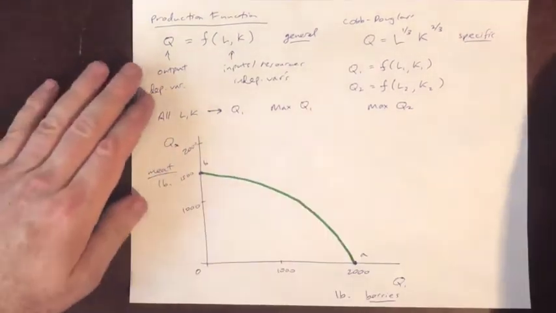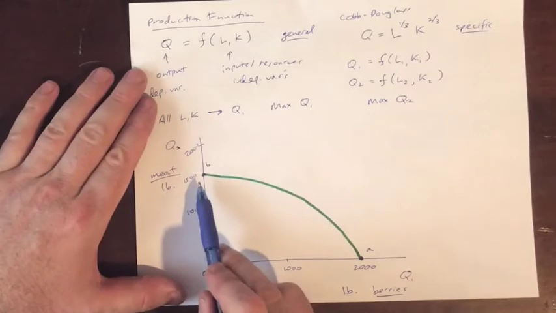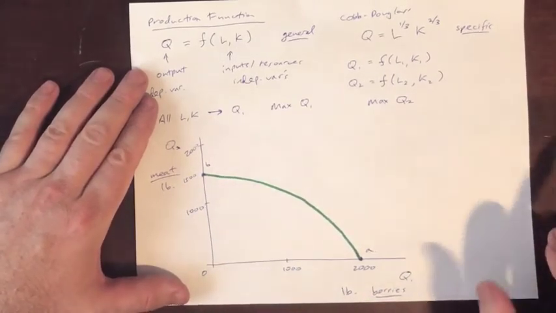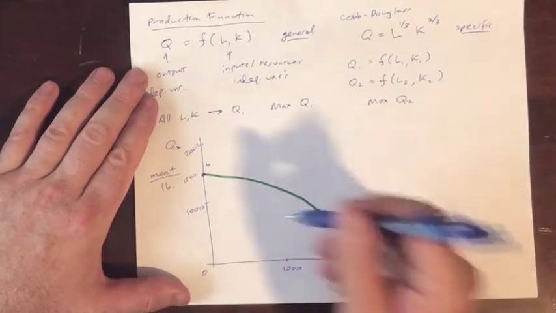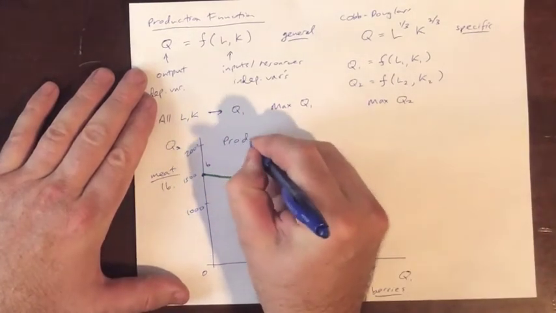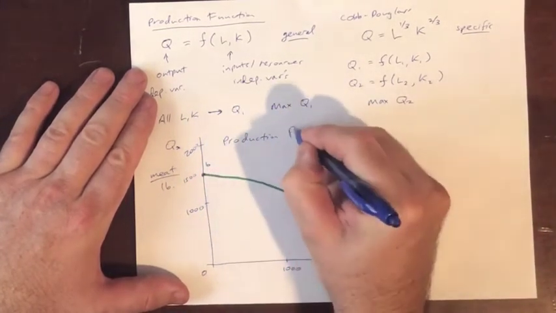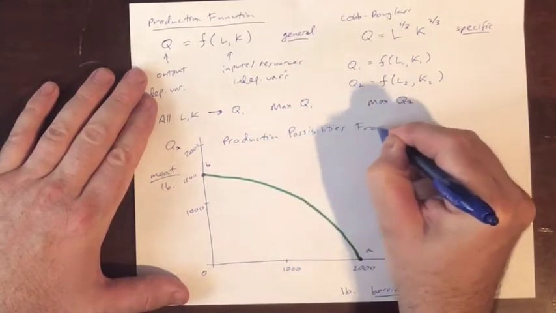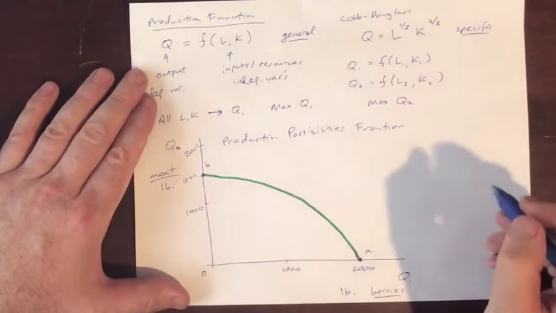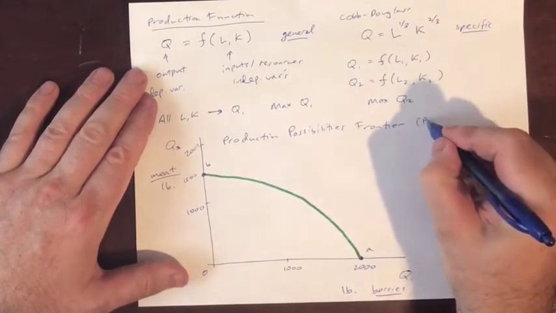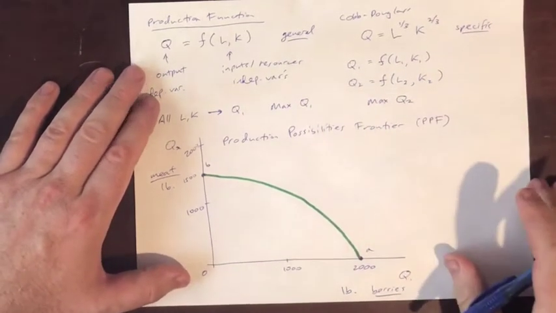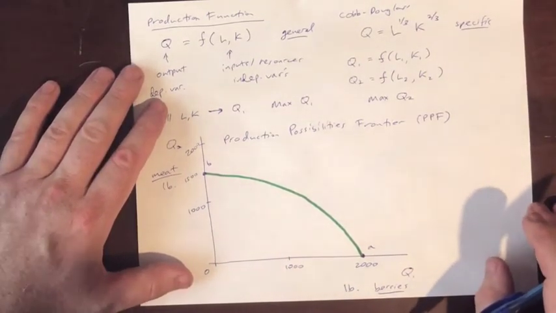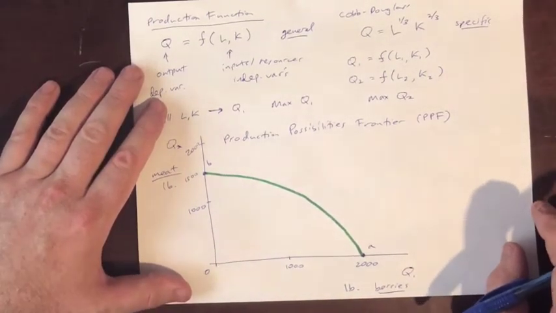What this represents is all of the possible different combinations that we can produce in the society. And this curve has a name. It's called the production possibilities frontier. Because that's pretty long, we give it a little acronym, call it the PPF. The production possibilities frontier.